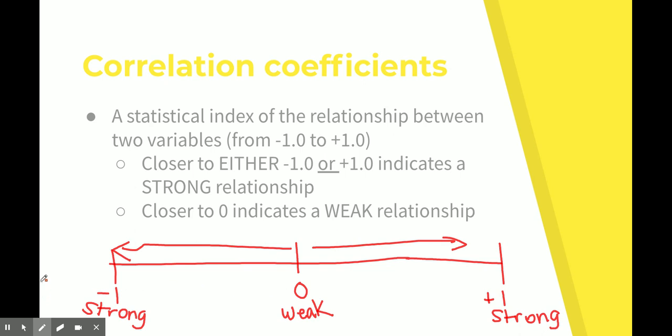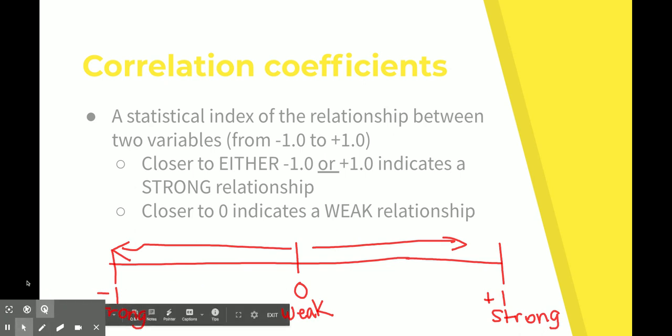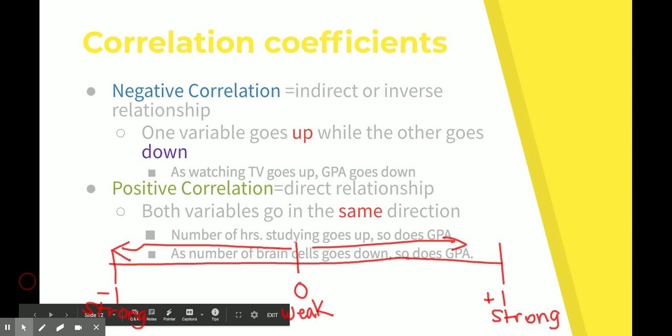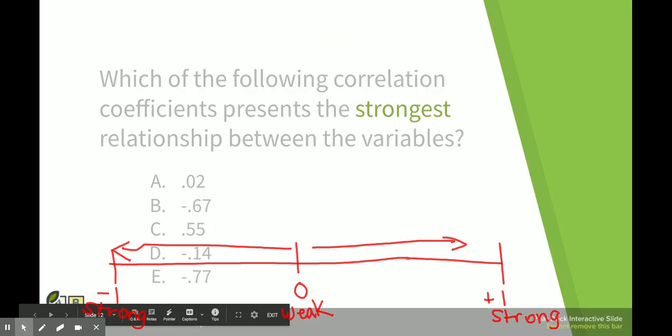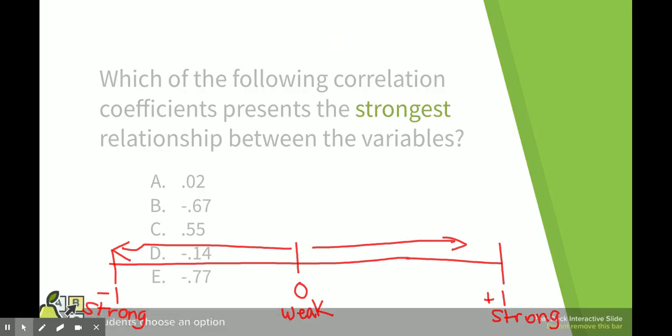Okay, now let me go to this next slide here. Oh, that's going to stay. Well, let's leave this up. Maybe this will help you on here, and then I'll erase my drawings. Didn't know that it did that till right now. Okay, so which of the following correlation coefficients presents the strongest relationship between the variables? So go ahead and look at your options. You can use my attempt at a number line here to help you out. Go ahead and select your choice.